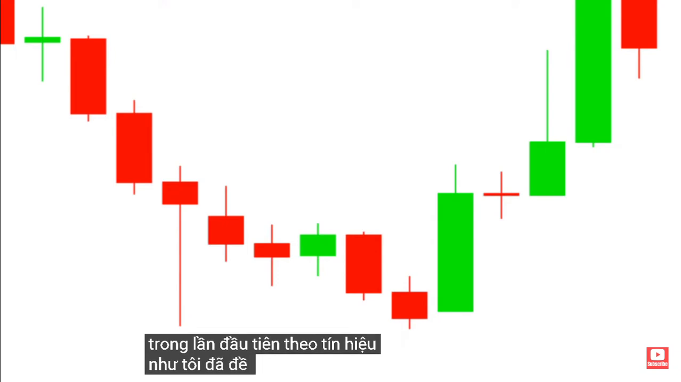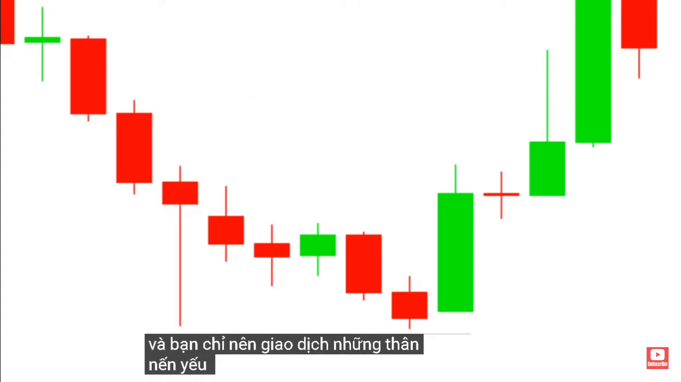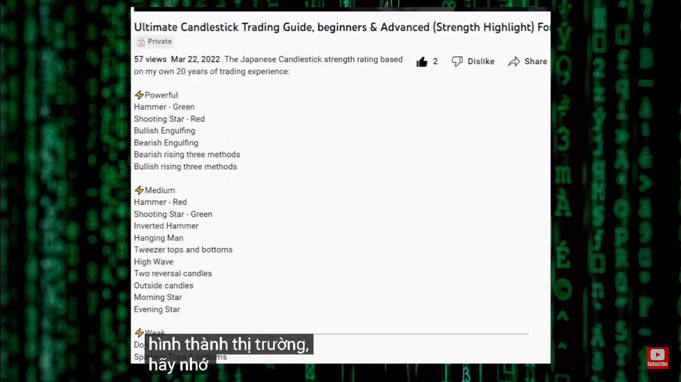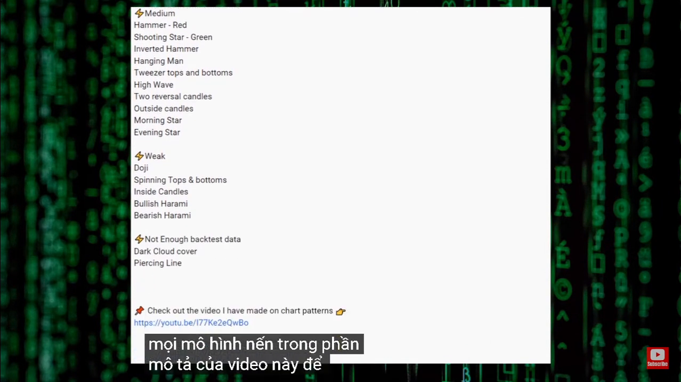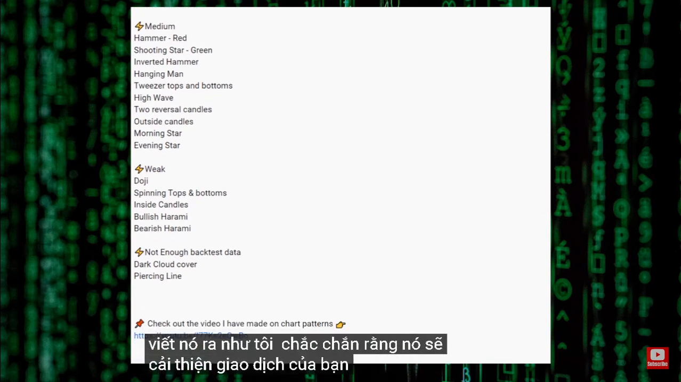As I have mentioned already, the spinning tops and bottoms is a weak candlestick. And you should only trade the weak candlesticks if you would have taken the trade anyway, regardless of whether the weak candlestick has shown up or not during the market formation. Remember, I have outlined the strength of every candlestick pattern in the description of this video, so you can write it down, as I am sure it will improve your trading.